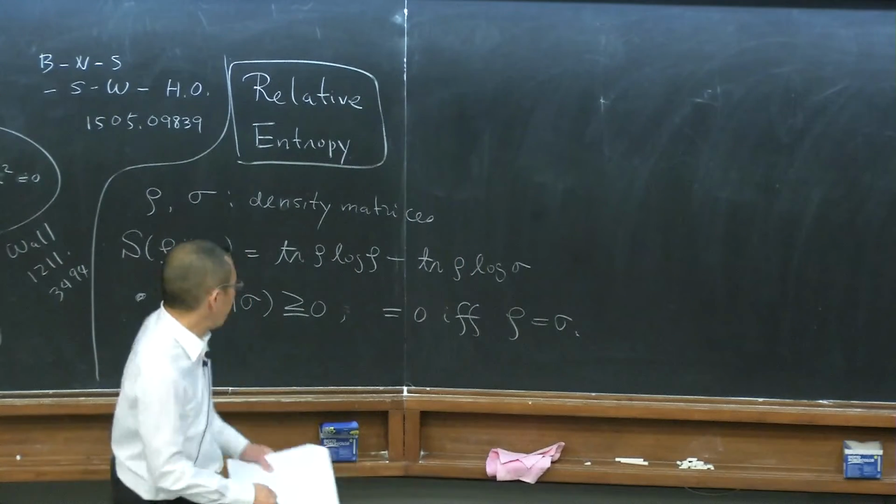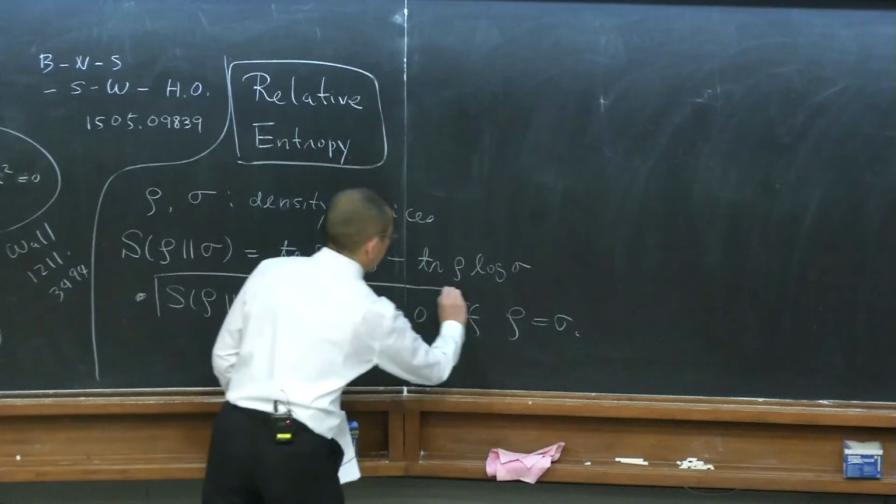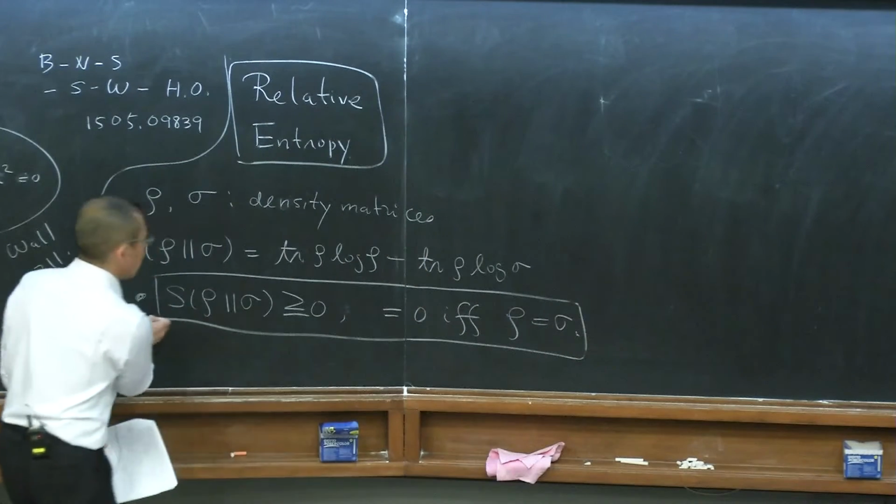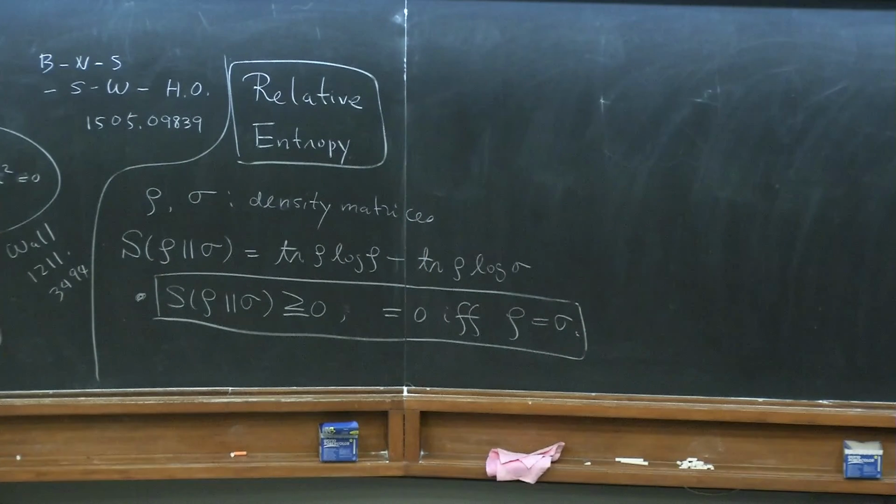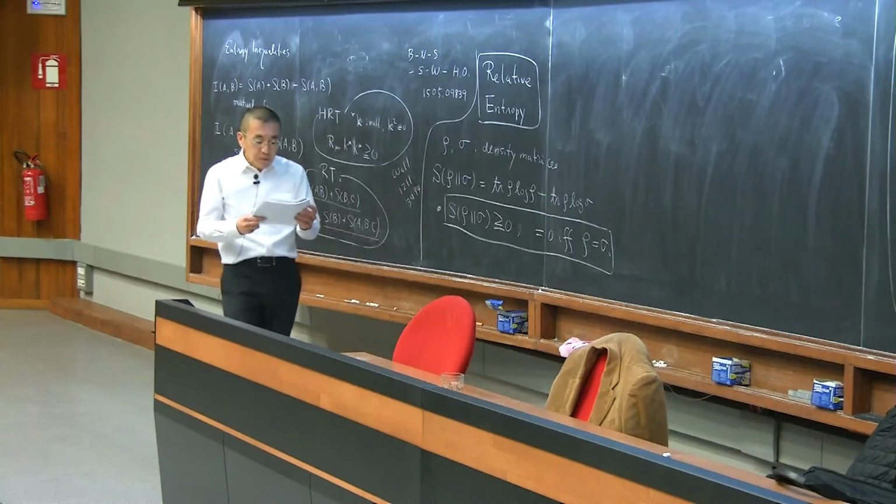So this is actually a very important fact: if relative entropy vanishes, then that means that the two density matrices have to be identical. I'm going to use that, so please remember this.